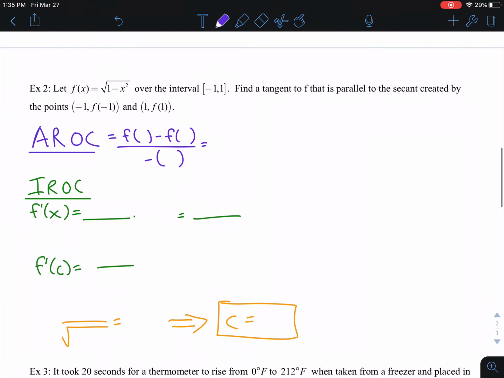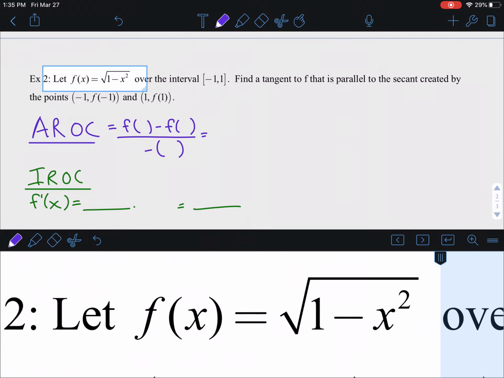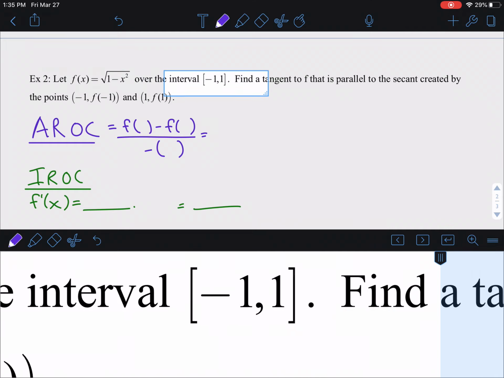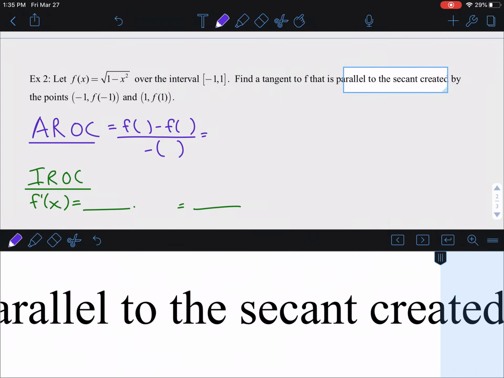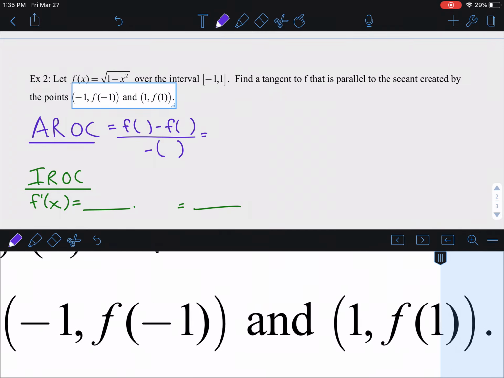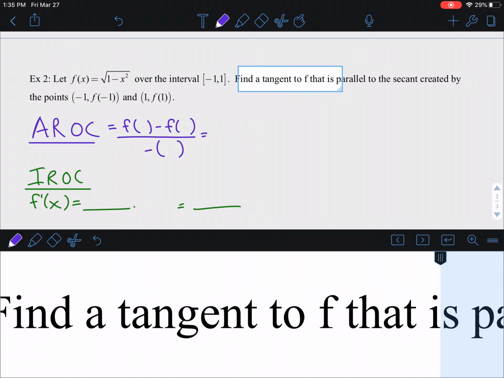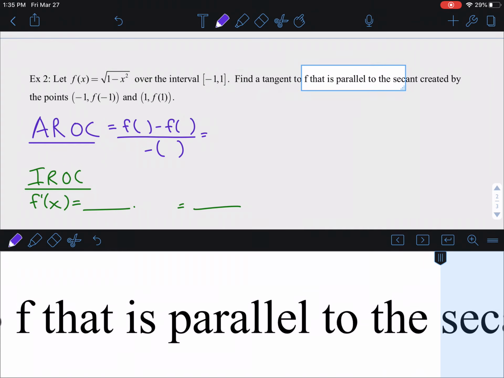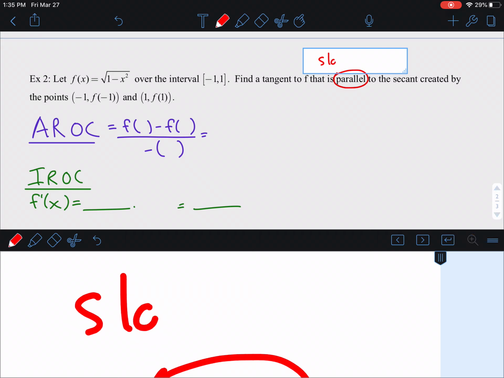Example 2. This one has a slightly more complicated function. Let f of x equal root 1 minus x squared over the interval bracket -1 to 1. Find a tangent to f that is parallel to the secant created by the points -1 comma f of -1 and 1 comma f of 1. The wording here is a little bit confusing. Find a tangent to f that is parallel. Well, the word parallel should be familiar to us, parallel meaning that the slopes are equal.